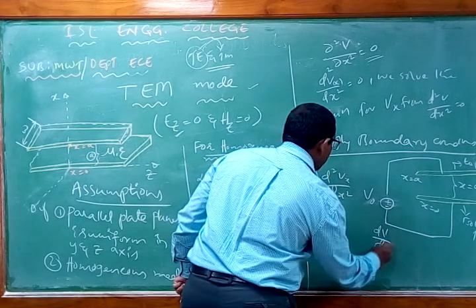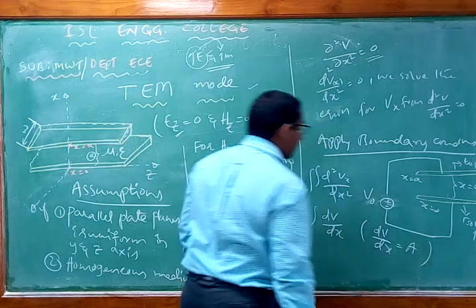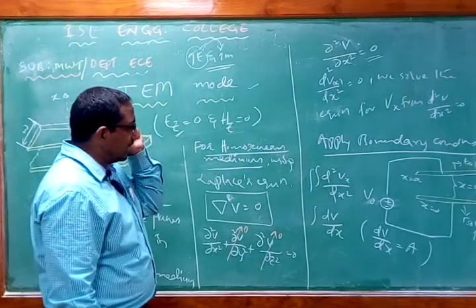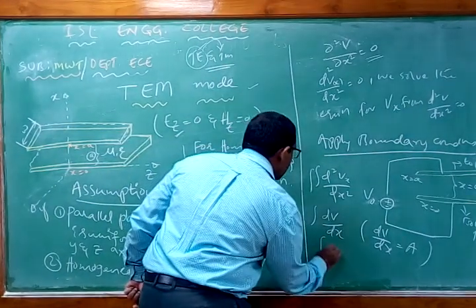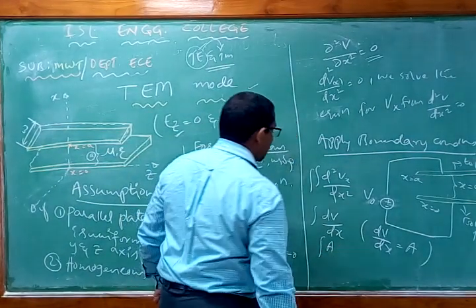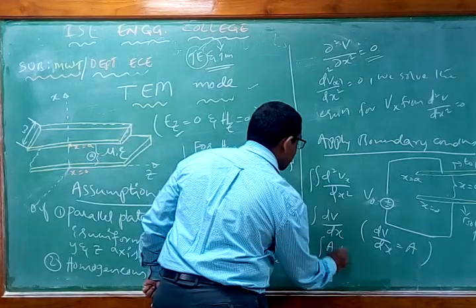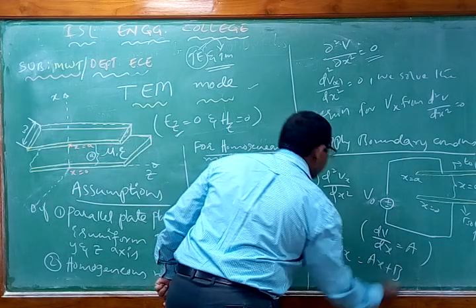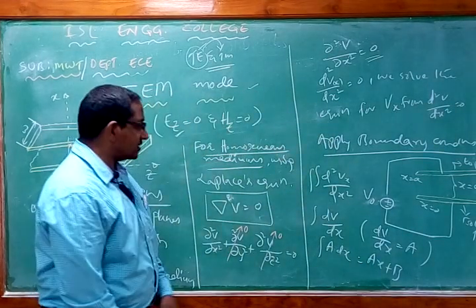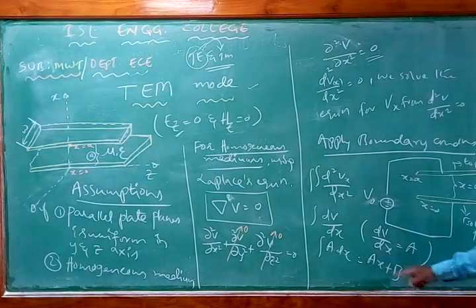Now dV by dx I can take as some parameter, like a. Now I integrate a with respect to x, dx. So this I can write as ax plus b. Now when I write this ax plus b, I have to find these two coefficients. a and b are known as the coefficients of this particular equation.